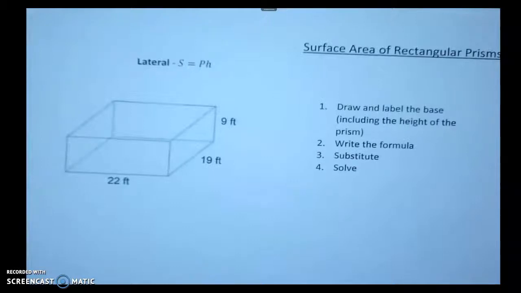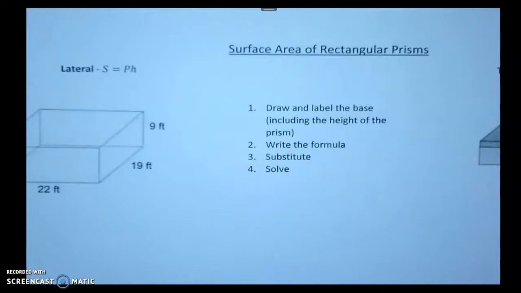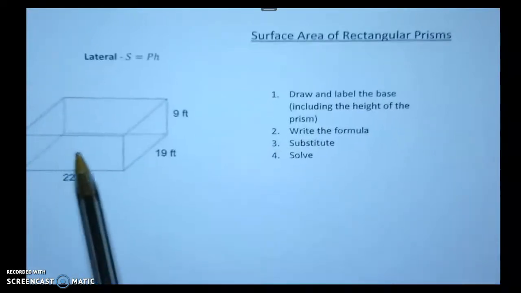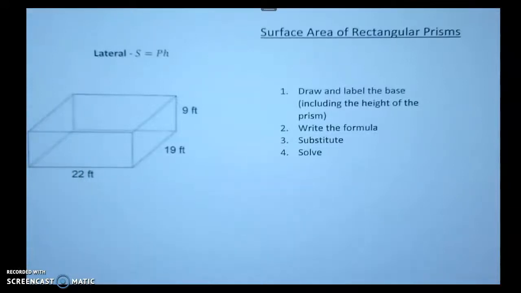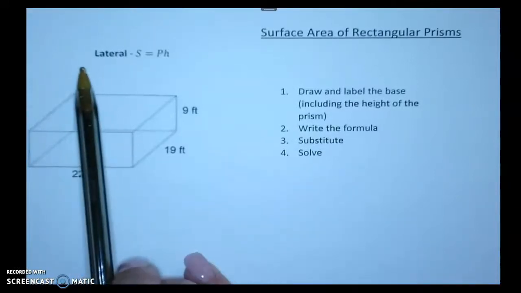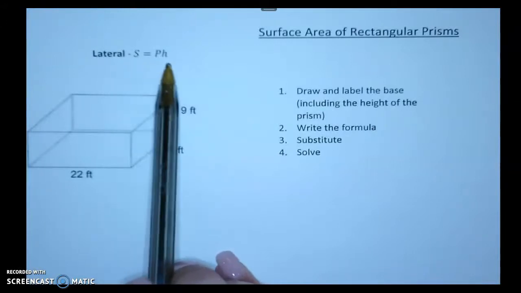All right, in this video, we're going to be talking about surface area of rectangular prisms, okay? Remember, a rectangular prism has a rectangular base, and it kind of looks like a box, okay? We've got two formulas we're going to use. For lateral surface area, we're going to use surface area equals big P times H.